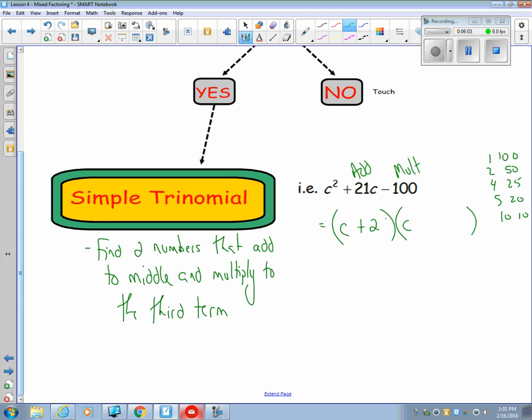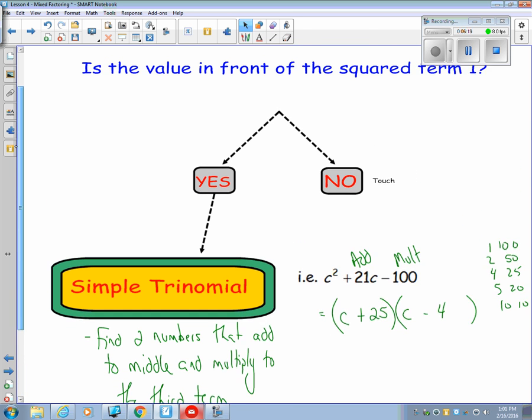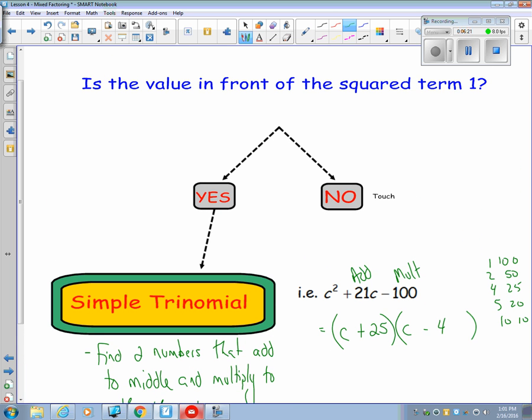C plus 25 and C minus 4. The order's not important, but those signs definitely are. Check your brackets. Can you go further? I don't see any even exponents. Can't go any further. We're done. That's it. That's all. Now that's what happens if we had a simple trinomial, because our question was, is the a value 1, this number in front of the square term?